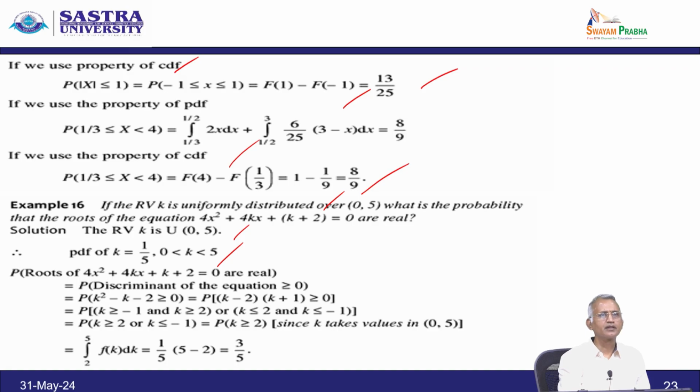So, the discriminant condition is k square minus k minus 2 greater than or equal to 0, and factorizing, k minus 2 into k plus 1 is non-negative. So we have the cases: k greater than or equal to 2, or k less than or equal to minus 1. Therefore, the required probability is the probability of k greater than or equal to 2, since k lies in 0 to 5. We have the integral from 2 to 5 of f of k dk equal to 1 by 5 into 5 minus 2, which is equal to 3 by 5.